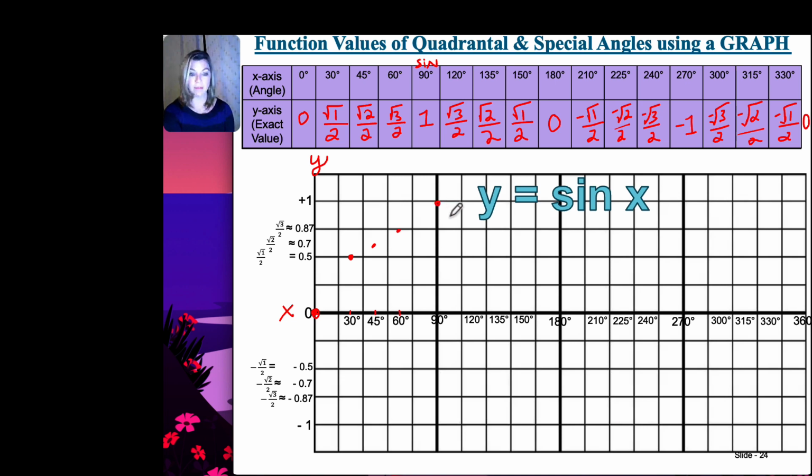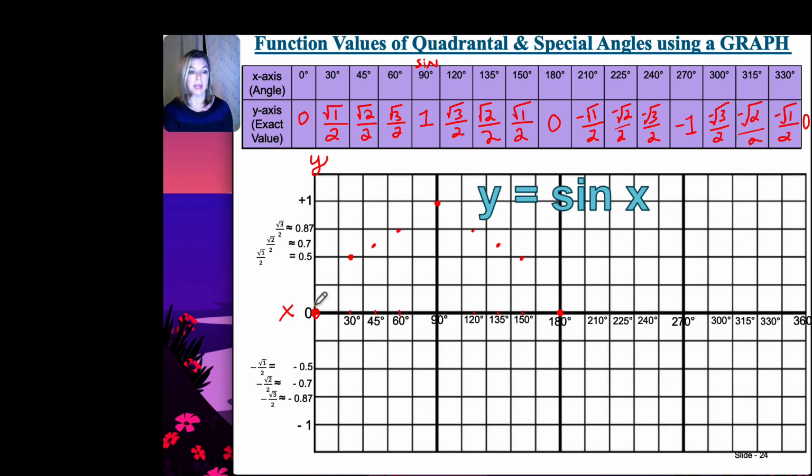And on the other side of 90 degrees, it's going to start decreasing. Remember that pattern? 0 to 1, and then decreases back to 0. So at special angle 120, we have a height of radical 3 over 2. At special angle 135, we have a height of approximately 0.7, or radical 2 over 2. And at 150, we have a height of 1/2. 180, value is 0.